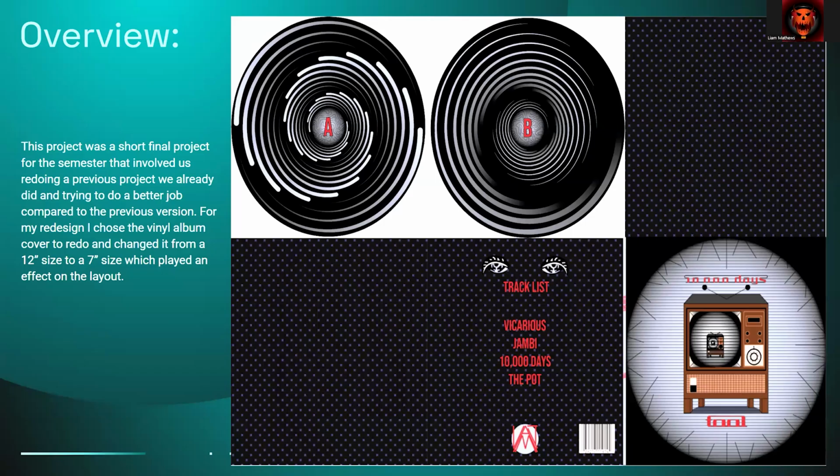And for my actual labels up here, I wanted to keep the Tool aesthetic of having them be more swirly. So for side A, I had this swirl effect, and for side B, I had this swirl effect. Both of them turned out really good in my opinion, and it helped me learn a new skill when designing them. As far as the actual album itself goes, instead of using the 12-inch like I did the first time we did this project, I changed it to the 7-inch, which is quite smaller.